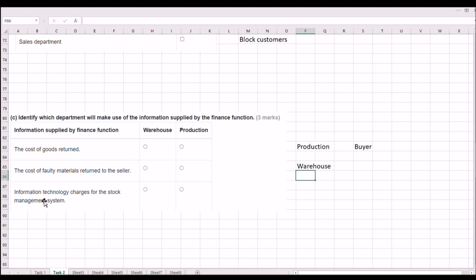That's just that. IT technology charges for the stock management system. Well, that is the warehouse. Production doesn't give a monkeys about that, really. The warehouse, I think, needs to know how much its stock control system is costing us. Is it really cheap and therefore might not be giving us the answers that we want? Is it really expensive and we don't really need it? So that one is going to be important for the warehouse.